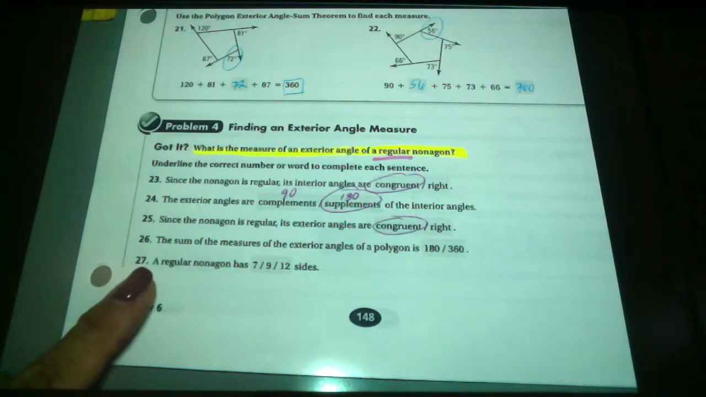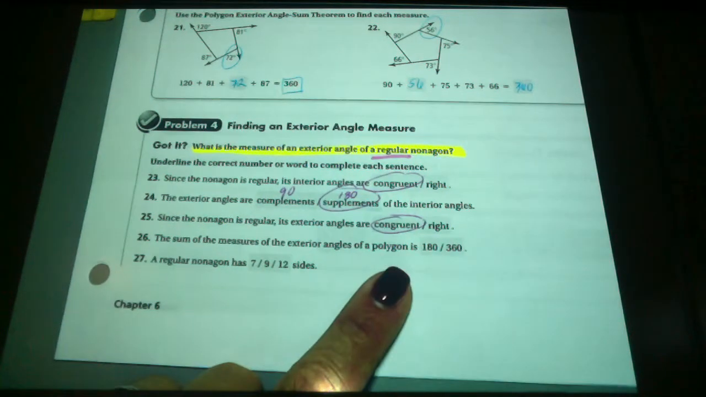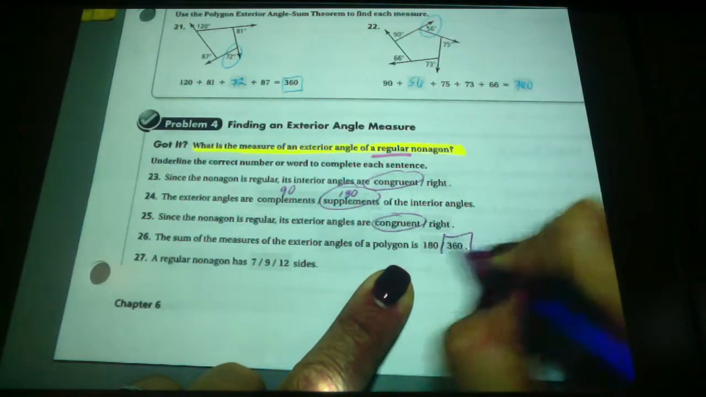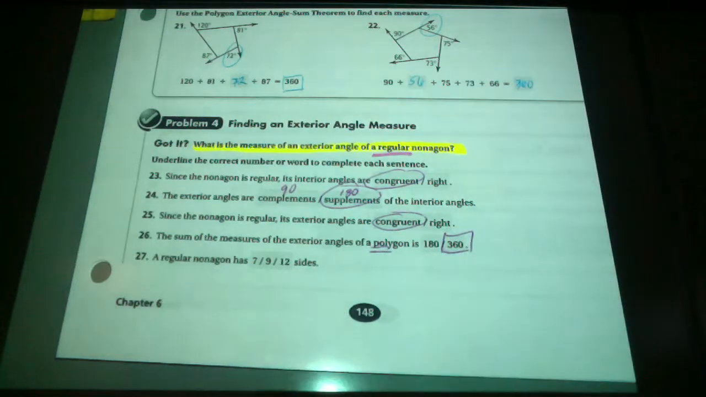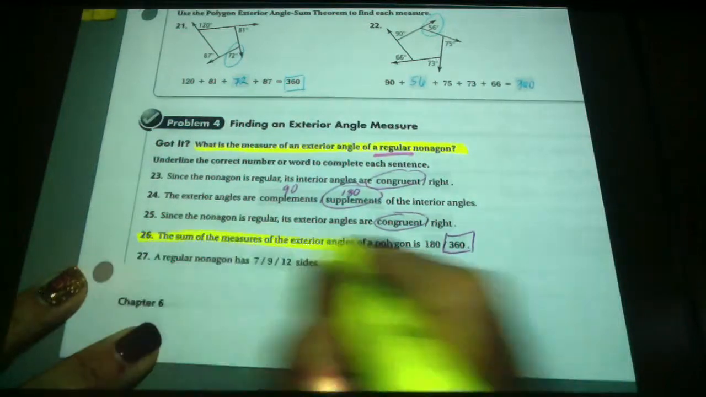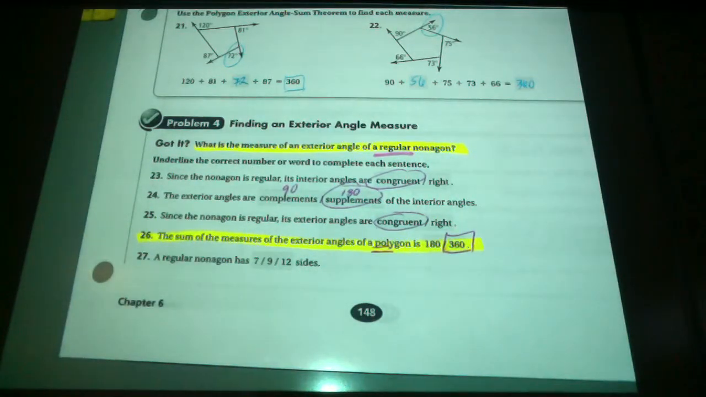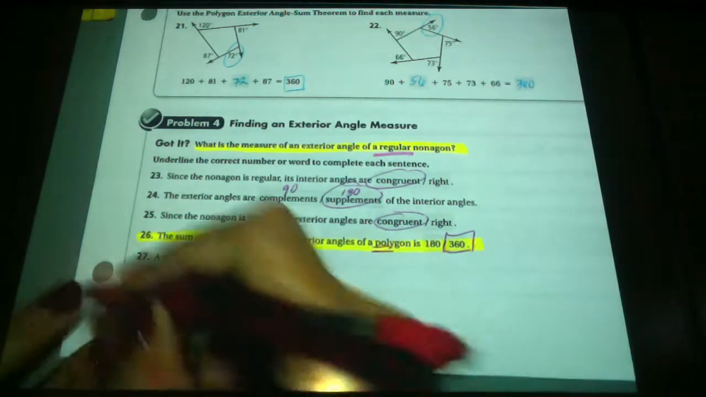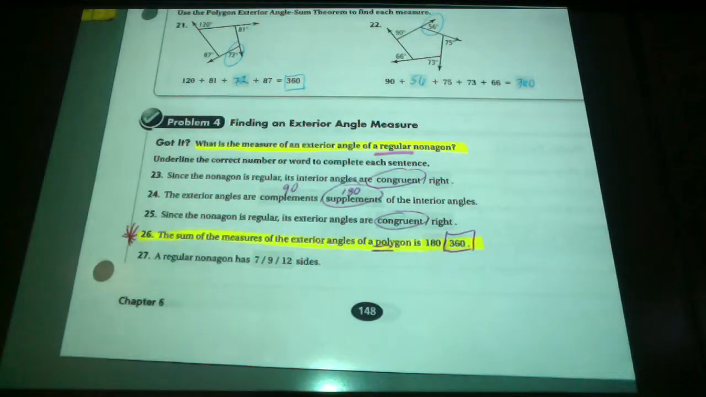And then the sum of the measures of the exterior angles of a polygon is always what? Always 360. It doesn't matter. Notice that they said polygon. It doesn't matter if I said triangle, quadrilateral, pentagon, hexagon. They are all 360 degrees, and you will miss this question. 85% of you are going to miss that question because you don't study it. So you might want to star it and study it, because I'm telling you, you're going to miss that question.